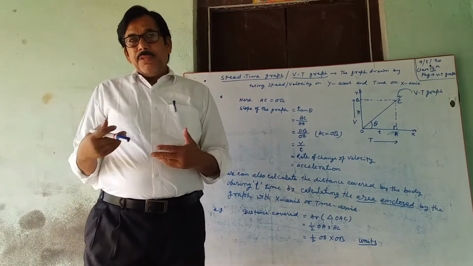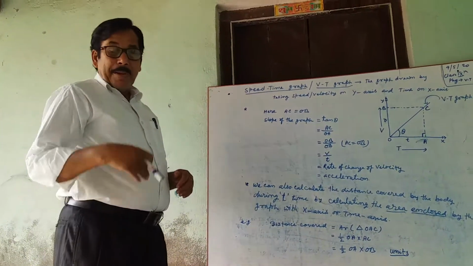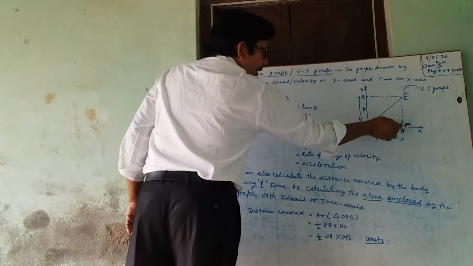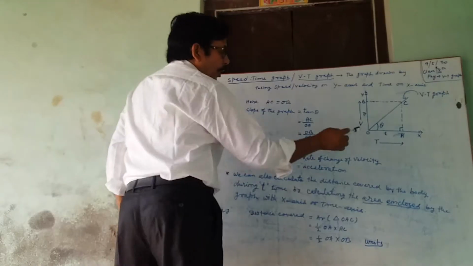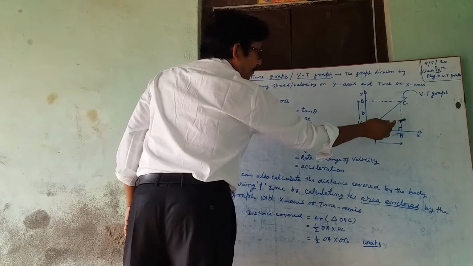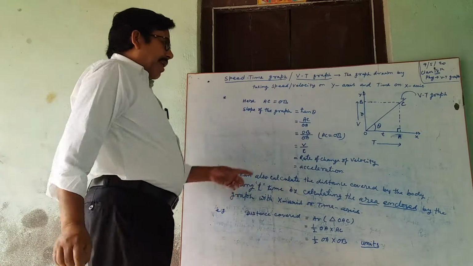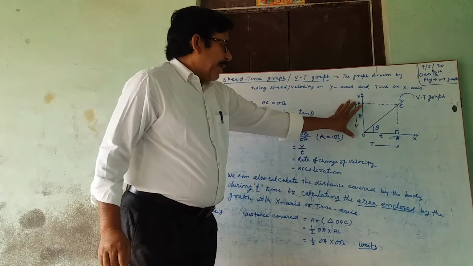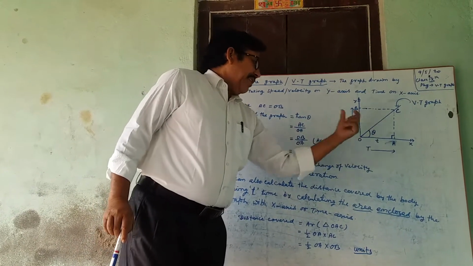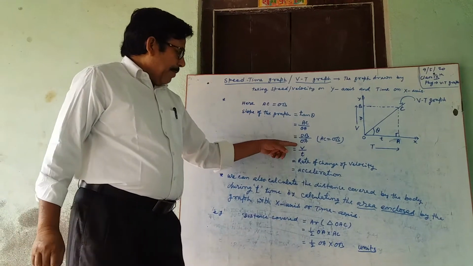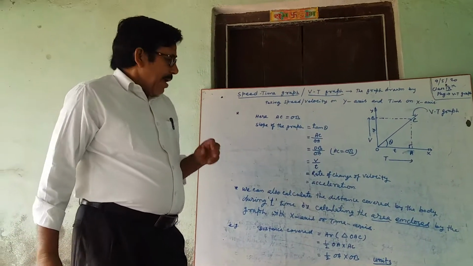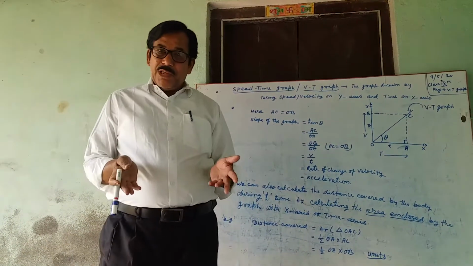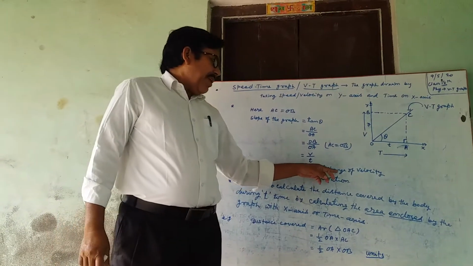Tan theta, we know, is perpendicular by hypotenuse, perpendicular by base, therefore tan theta equals AC by OA. Instead of AC we can take OB, thus tan theta is equal to OB by OA. OB is V, velocity or speed, and this is time. Thus OB by OA is equal to V by T, meaning velocity by time, which we can say is the rate of change of velocity.